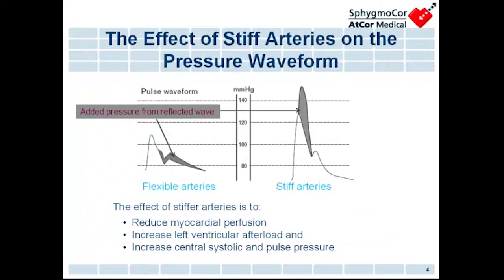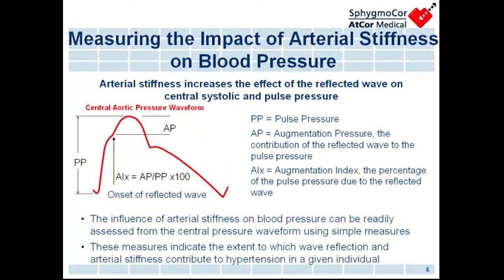So just to remind you, in young and flexible arteries, you have a very different waveform than you do in older, usually older, stiffer arteries. Obviously, it isn't about chronological age, because those of us in this room that are practicing nephrologists, and I see many of us, have plenty of young folks that probably have waveforms similar to this who are on dialysis. So the effect of stiffer arteries is to reduce myocardial perfusion, increase left ventricular afterload, and therefore, of course, LVH, and increase central systolic and pulse pressure.